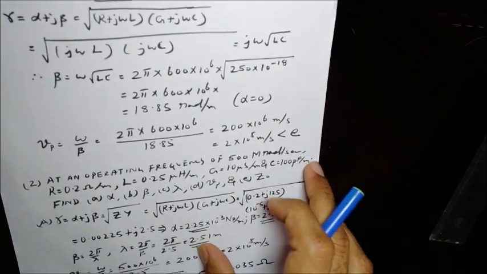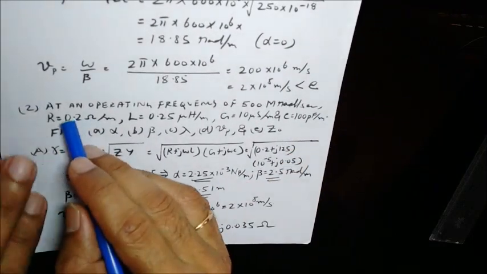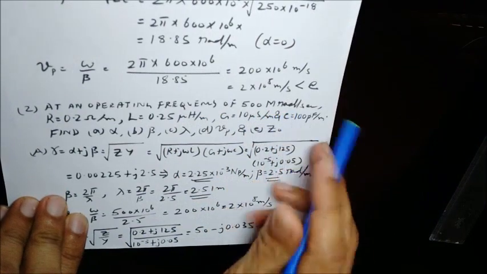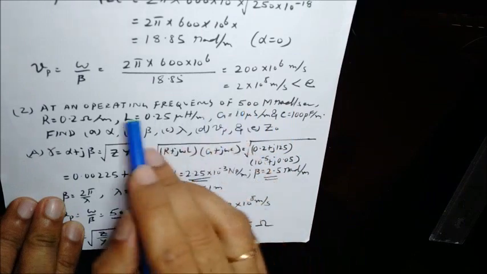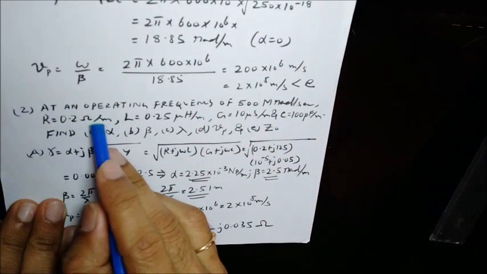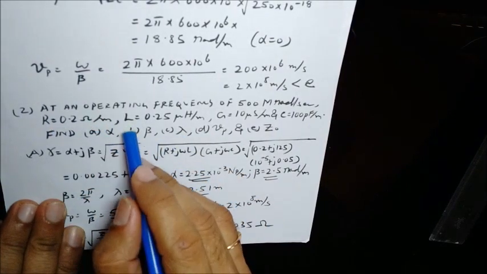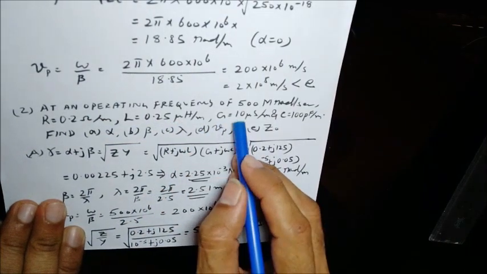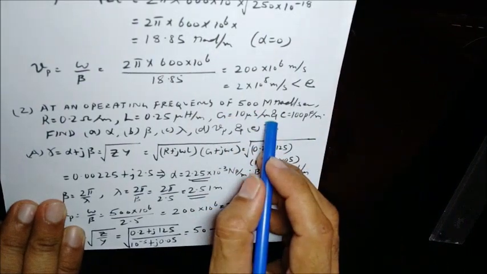Okay, now moving on to the second problem. At an operating frequency of 500 megaradians per second, so note that the frequency is given here in radians per second, R is 0.2 ohms per meter. So this is actually not a lossless line because R is not 0. L is 0.25 microhenry per meter. G is 10 microsiemens per meter. Again, you can see G is not 0. It is not a lossless line.